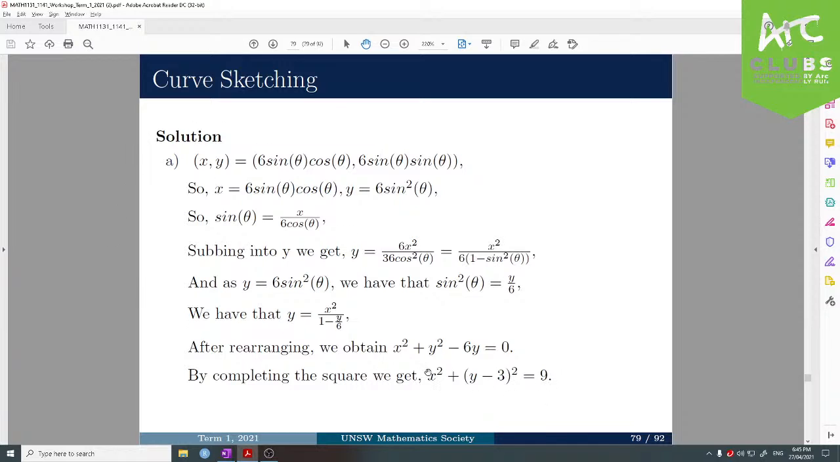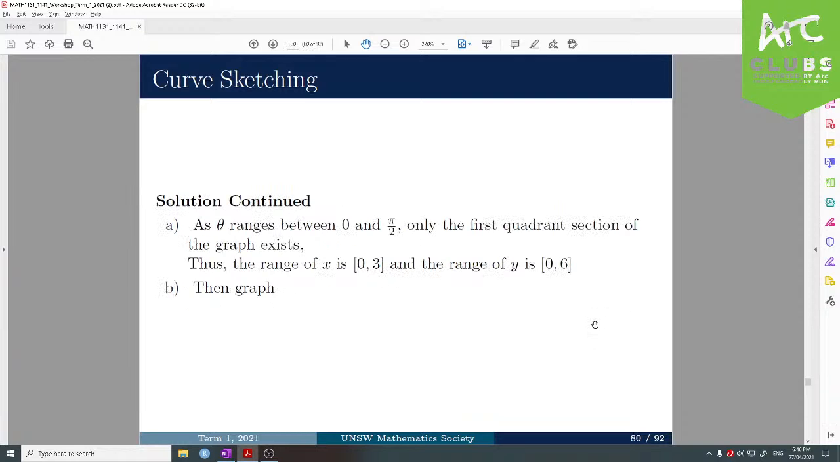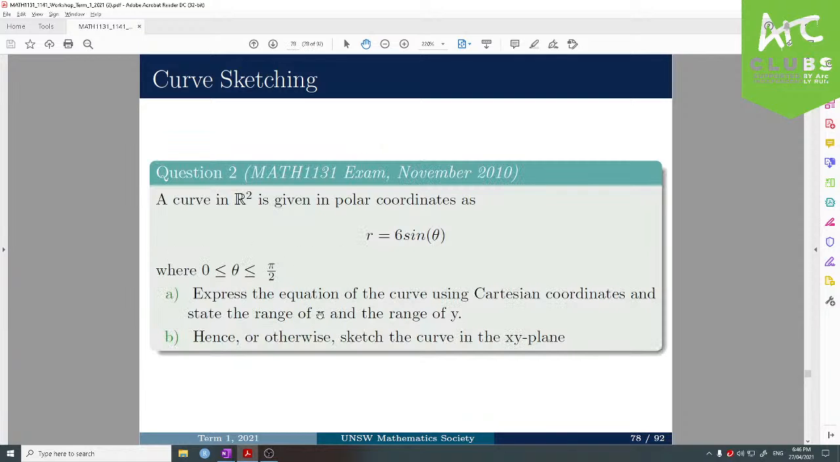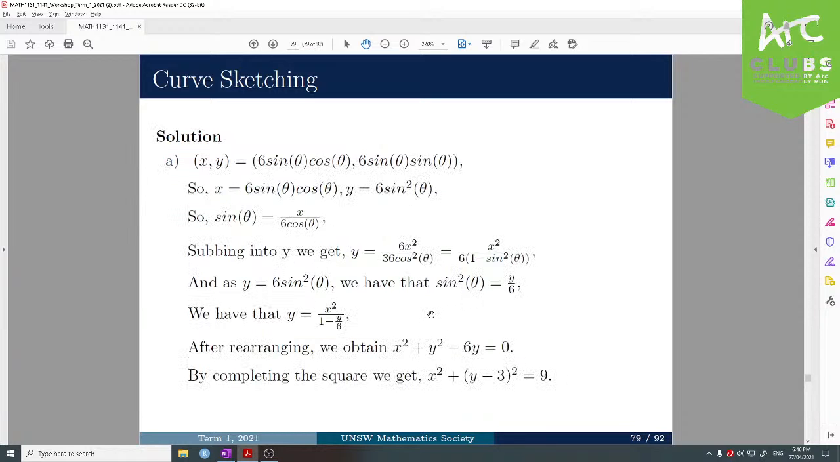Okay, so this whole part A is mainly just all algebra, and then observing that the thing you end up with is in the form of a circle. Okay, that should be pretty easy. And then part B, they ask you to graph it. Okay, wait, my bad. In part A, they also ask you to state the range of x and y. We'll do that first. The thing here is, although it's a circle, it's not an entire circle.